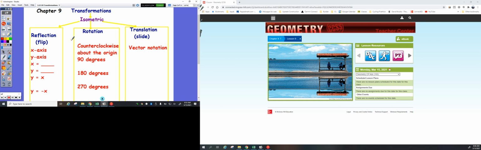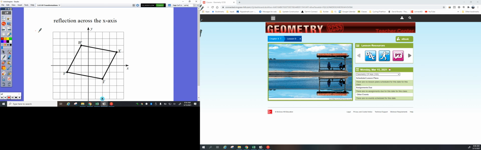Okay? But when we do reflection, we're flipping it across the line of reflection itself. You're going to have x-axis, y-axis, a vertical line, x equals some number. X equals 1, 2, 3, negative 1, negative 2, negative 3, whatever. Y equals, which is a horizontal line, y equals x and y equals negative x. Okay? So, let's look at reflection first.